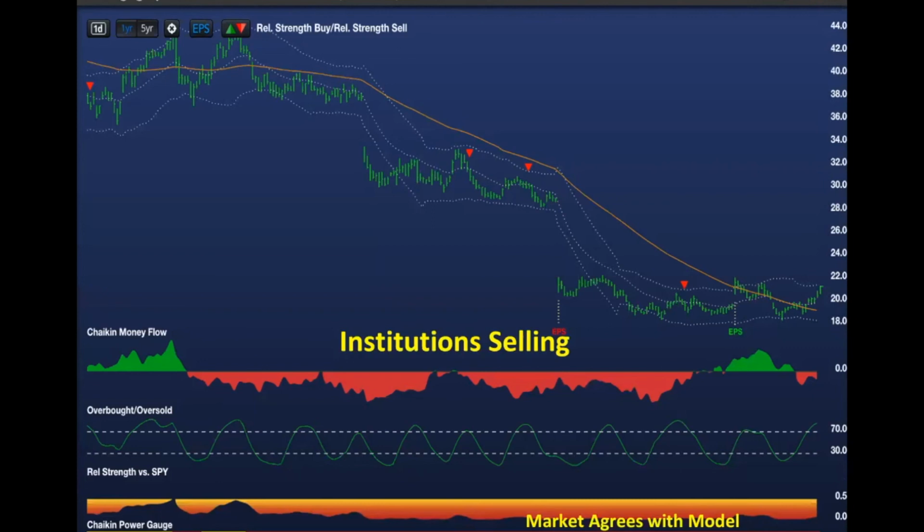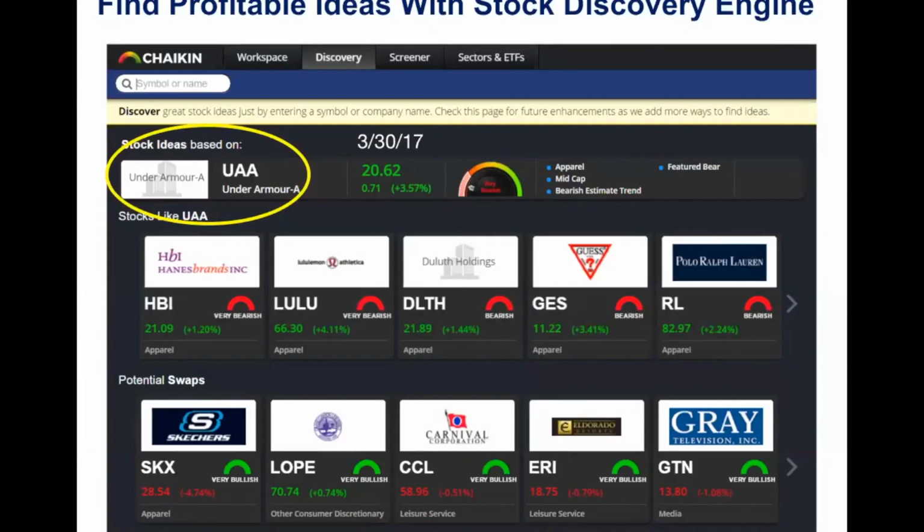And what this is a way to find stocks that are similar to a stock that you're either bullish or bearish on. So in this case, I took our classic Chaikin bear Under Armour. This goes back to a webinar I did a few months ago, and I put it into our stock discovery engine, which is a way to find profitable ideas. So I entered the symbol UAA, and it came back with 5 stocks with very similar characteristics to Under Armour in the apparel group, mid-cap, market cap, bearish earnings estimate trend, featured bear, and I immediately zeroed in on Lululemon. Why?